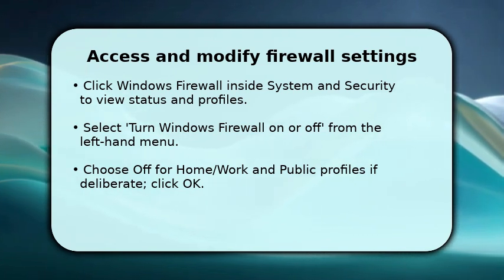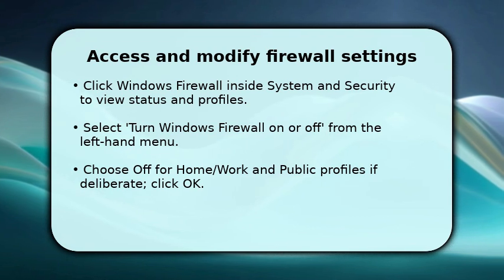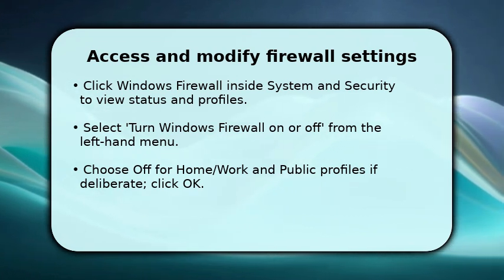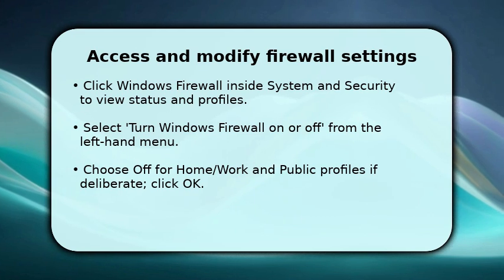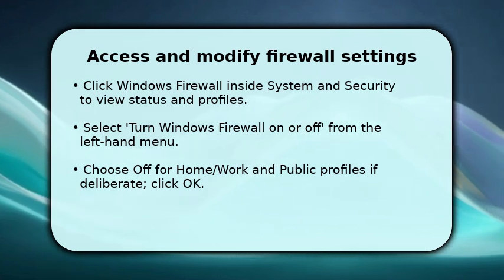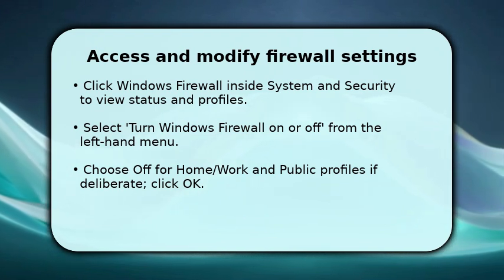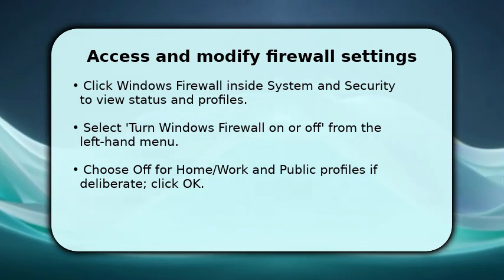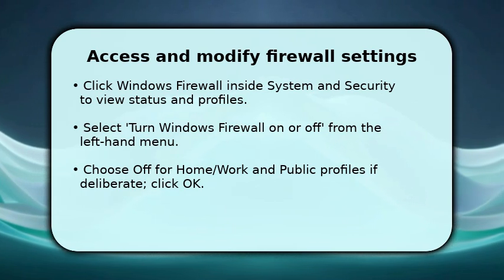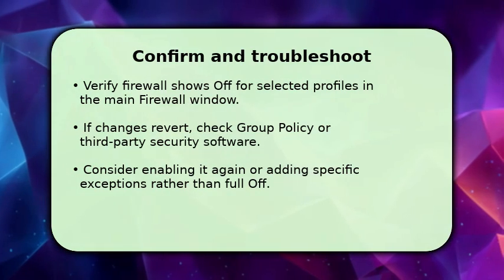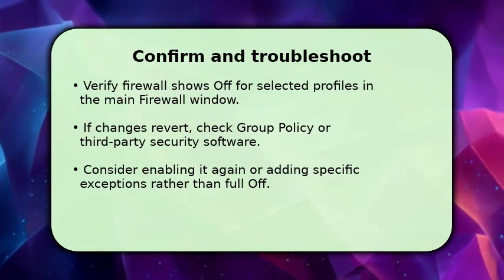Then choose Off for the home or work private and Off for the public profile if your goal is to disable entirely. This immediately stops the firewall service for those profiles. Click OK to apply. Make sure you intended to disable both profiles. After clicking OK, return to the main Windows Firewall window to confirm the profiles you changed now show off.